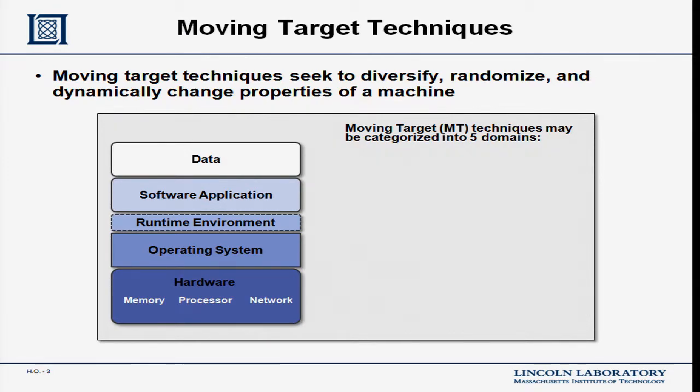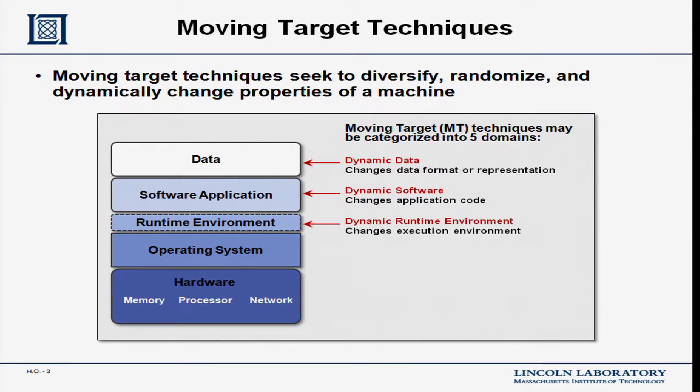There are generally 5 large domains of moving target techniques. The first one is dynamic data, which dynamically changes data syntax or format on the fly. The next one is dynamic software techniques. These are techniques that diversify the software applications. We have dynamic runtime environment techniques that change the execution context of an application, things like memory randomization, instruction set randomization. Then we have dynamic platform techniques, which is the focus of this talk.